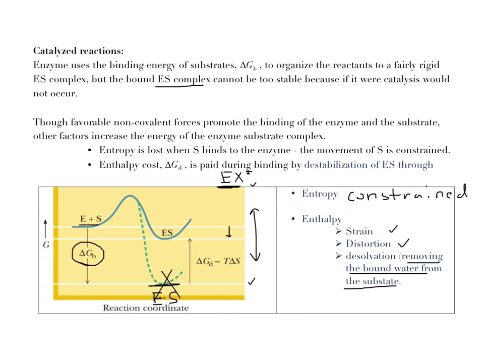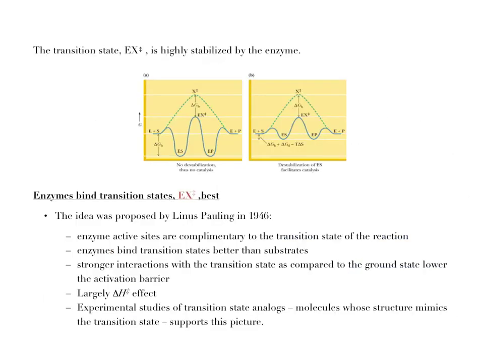By making sure that the ES complex is not too stable, we favor catalysis by making this gap smaller, the gap between the ES complex and the transition state. In the last slide, we discussed how we don't want to have the energy of the enzyme-substrate complex stabilized too much, because then we would have a really large activation energy. So the better representation of that stabilization is on this graph on the right-hand side of the page.